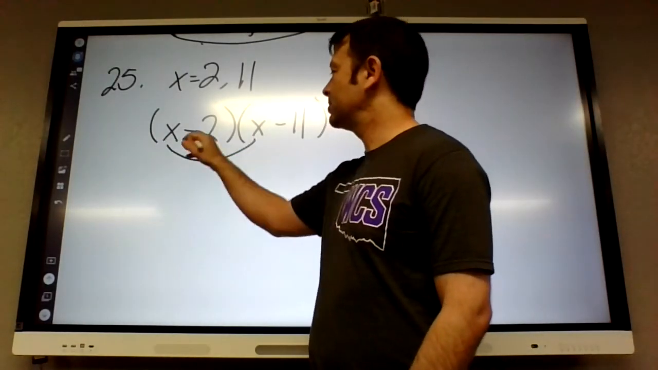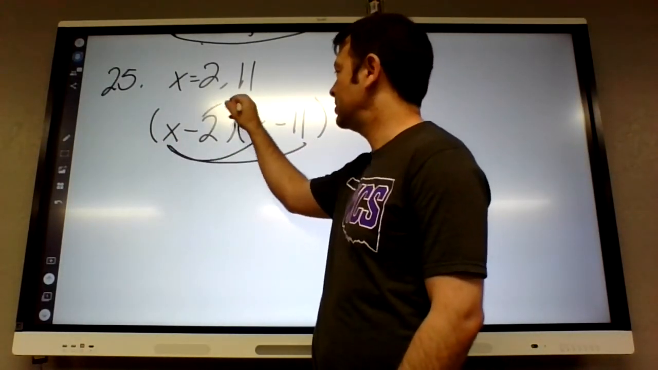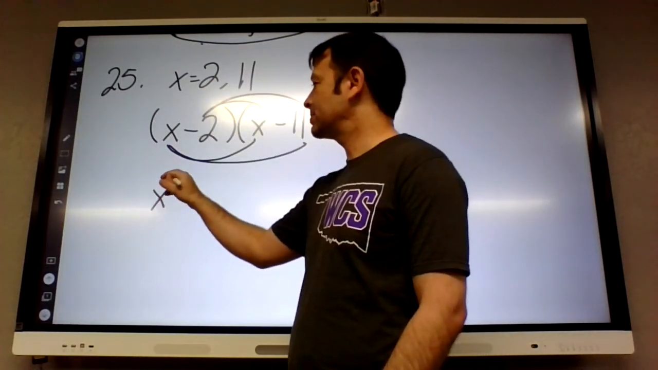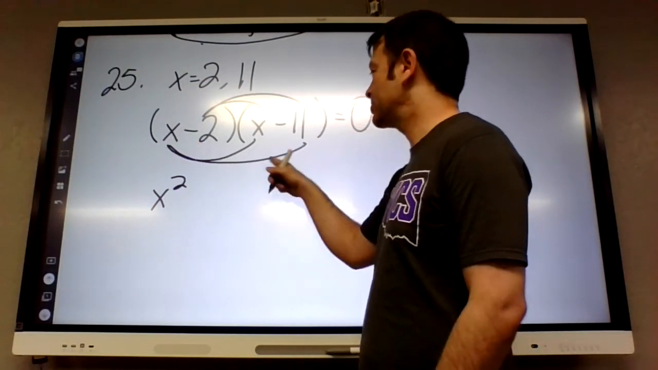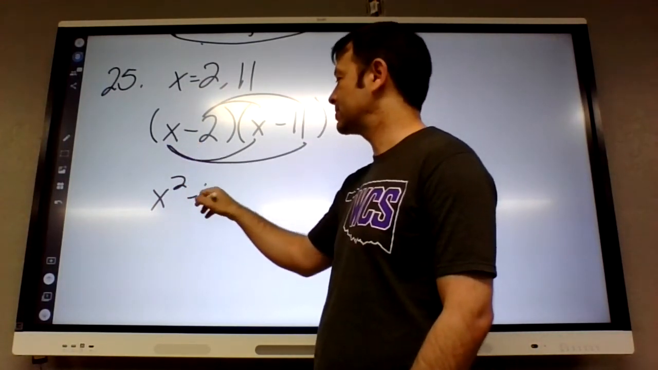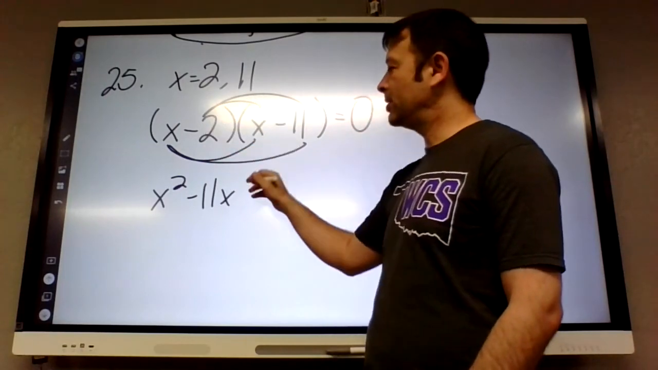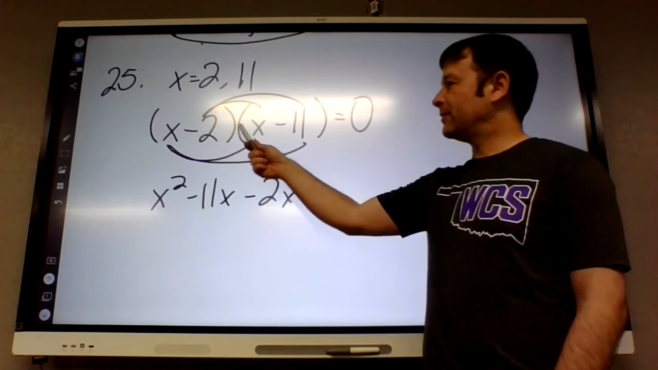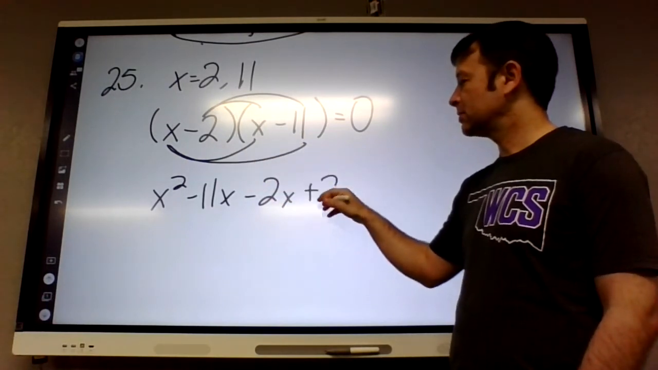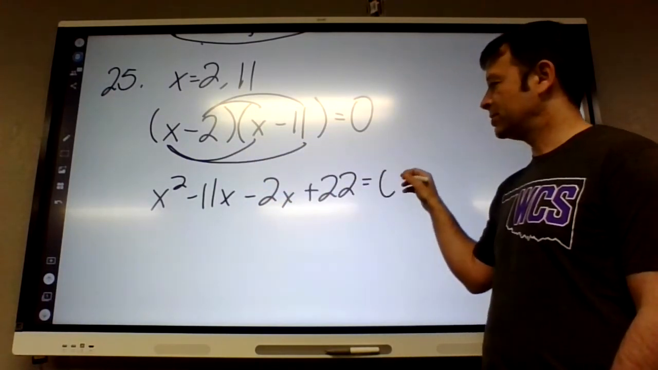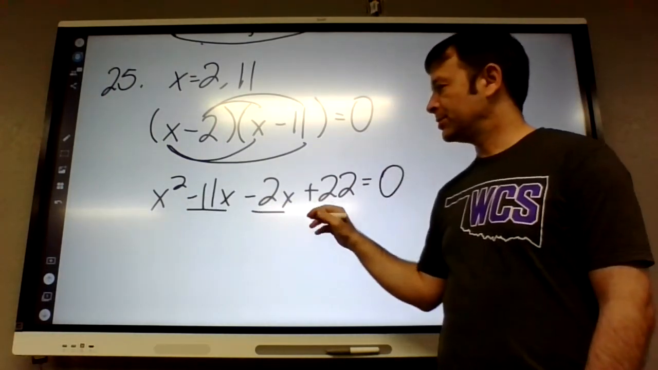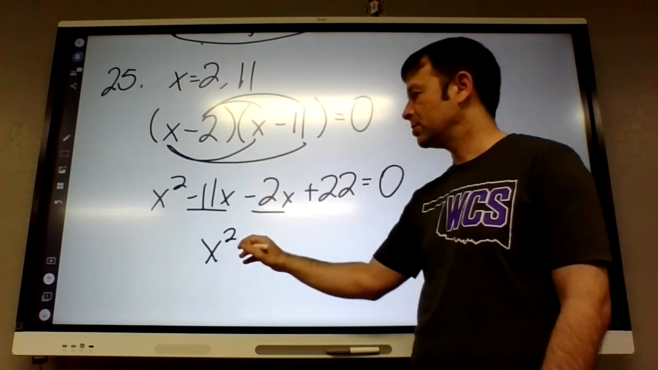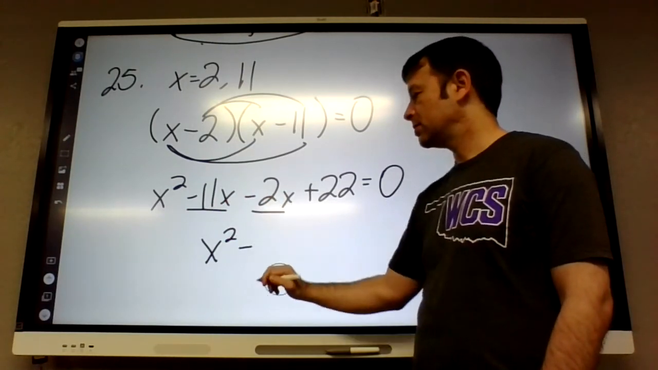So first, outside, inside, last. First, x times x is x squared. Outside, minus 11x. Inside, minus 2x. And last, negative 2 times negative 11, positive 22. In the middle, two terms go together. Negative 11 minus 2.